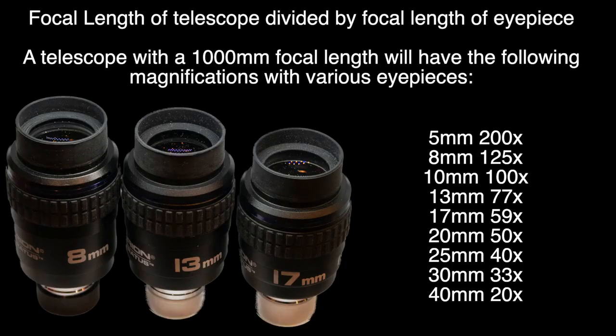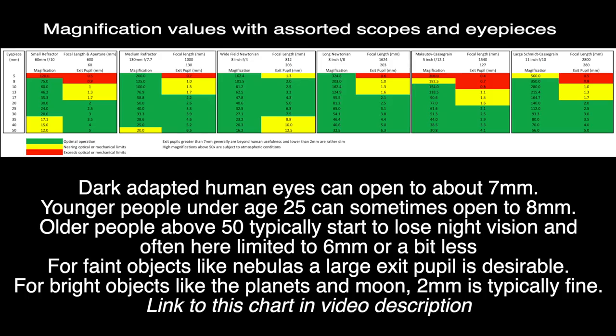Determining how much magnification you're getting with a telescope and its eyepiece is a simple equation: the focal length of the telescope divided by the focal length of the eyepiece. So longer focal lengths on the telescope will yield higher magnification with the same eyepiece. But in the case of the eyepiece, a shorter focal length eyepiece will deliver higher magnification. Here's a chart up here showing you some basic magnifications with various telescopes.